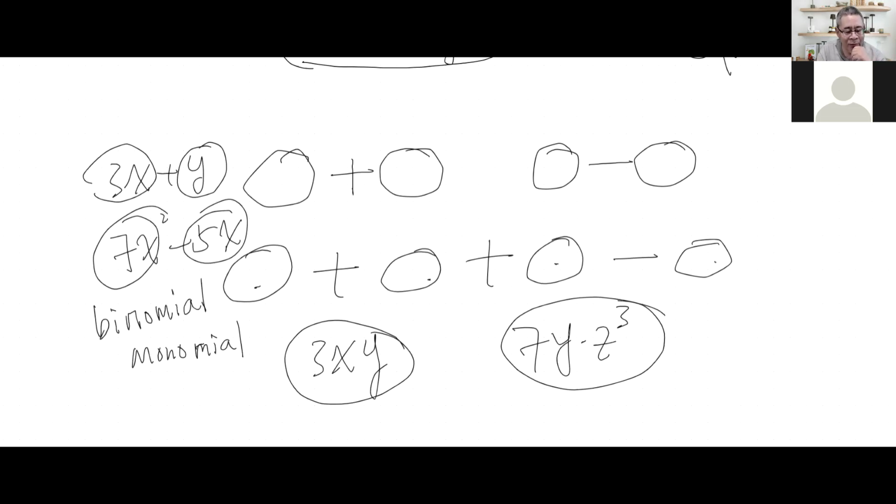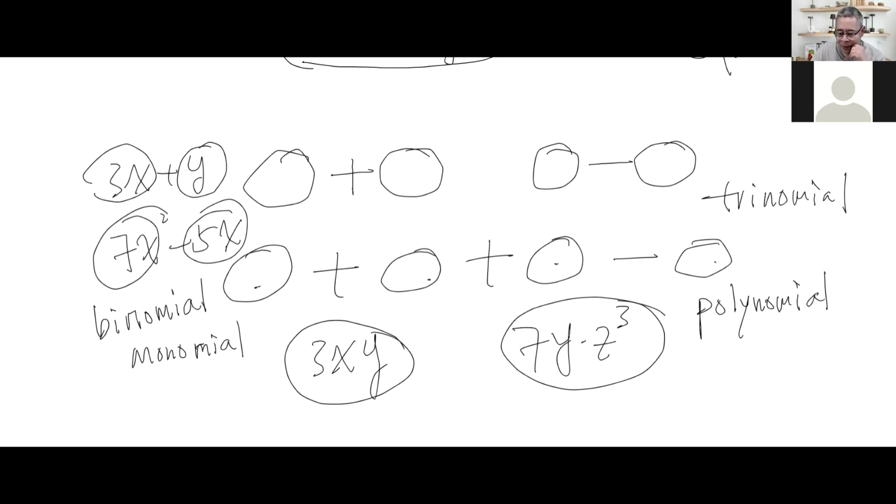Of course, we could have three. If we have three, it's called a trinomial. But what happens if we got four or more? Then we just call them polynomial. That's many terms. Good? Good.